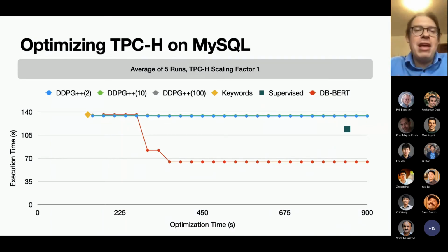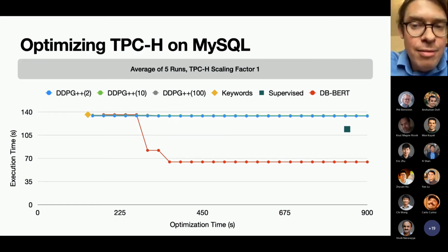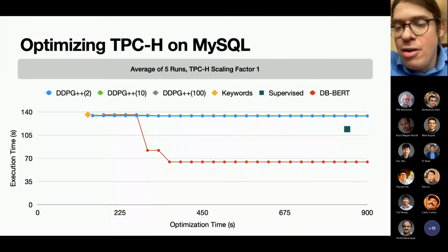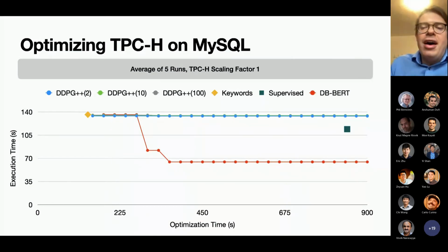Whereas the other baselines, the purely reinforcement learning based baselines, have less information to work with because they don't access information in text. The keywords and supervised baselines only extract information from tuning text and cannot validate that information or specialize it for the current tuning scenario. And this is why they also perform significantly worse compared to DB-BERT.